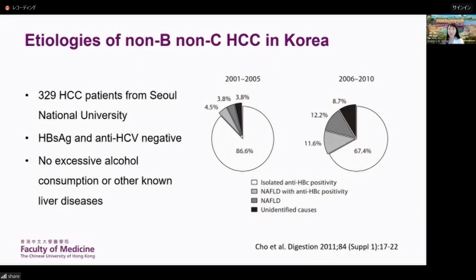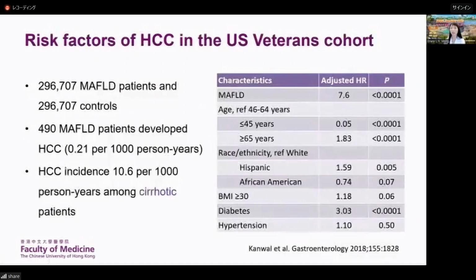Neighbor countries like Korea are also showing very similar observations. Here, the gray part of this pie chart shows that it has enlarged quite dramatically from the early 2000s to more recent days. So again, this shows that many of these patients are likely suffering from MAFLD or NASH.